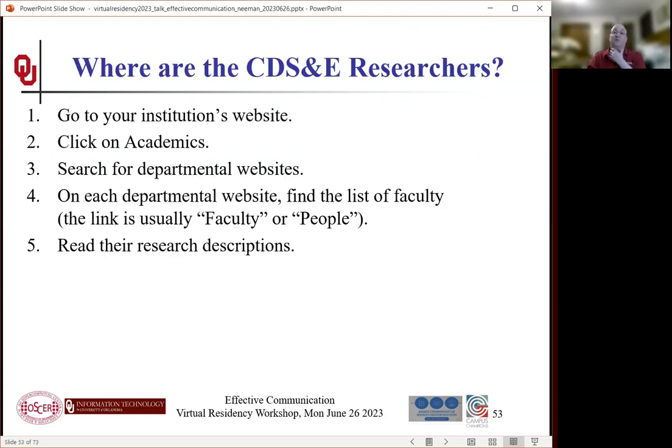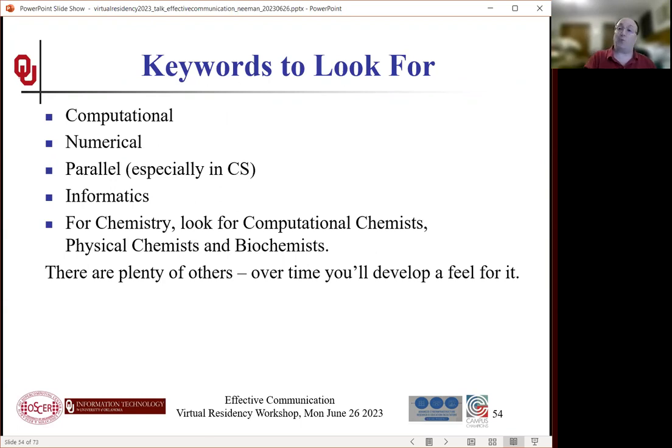And how do you find researchers? So here's how I do it. I go to the website, right? ou.edu, yourinstitution.edu, whatever it might be. And I click on academics, and then I drill down to the individual departments, and I look at the faculty list. And I just read their research descriptions. And I look for keywords. And there are a bunch of them, and they vary by discipline, right? But computational, numerical, in engineering in particular, they use the word numerical to mean computational, right? Parallel, that word usually shows up in computer science. Informatics, that shows up in a lot of different disciplines, obviously biosciences, but other places as well.